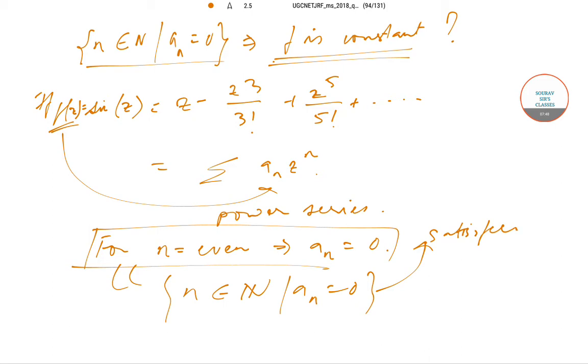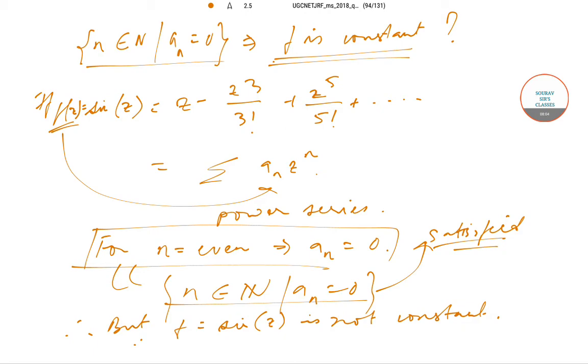By f(z) equal to sine of z. But we know f(z) equal to sine of z is not constant. So that implies that even if this condition is satisfied, f(z) is not constant. So therefore option 3 is false. Okay, so now let us move on to the fourth point.